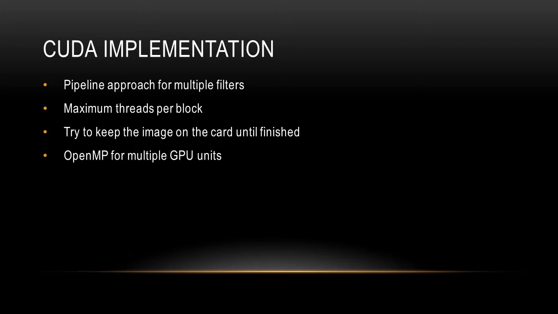So what I did is I used CUDA to try to implement some of these filters. I used a pipeline approach so I could string filters together and minimize moving data off the card and back on the card. I tried to make as many threads as I could so the scheduler could run it as quickly as possible. And like I said, I tried to keep the image around on the card as much as possible. And then when I have multiple GPUs, I use OpenMP to make sure I can utilize all of them.